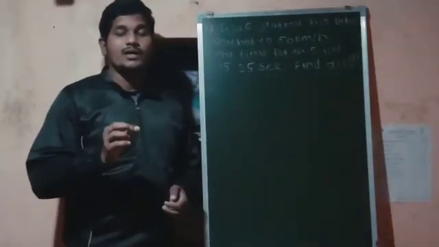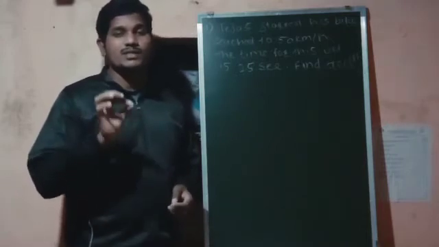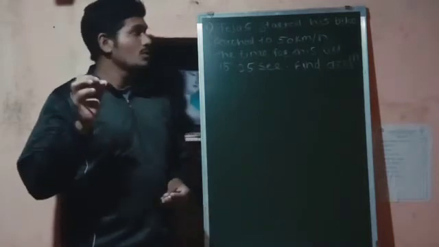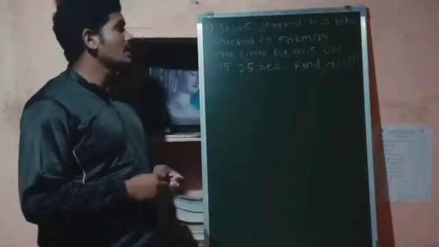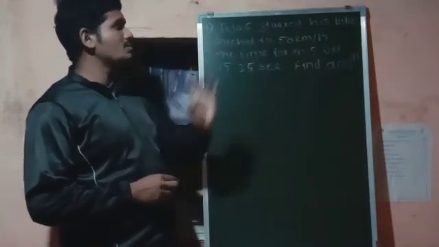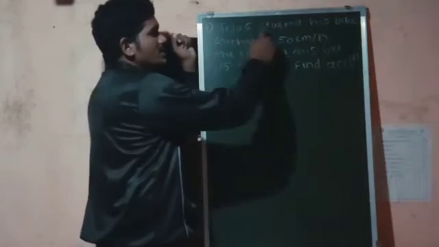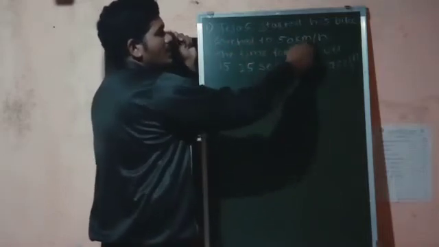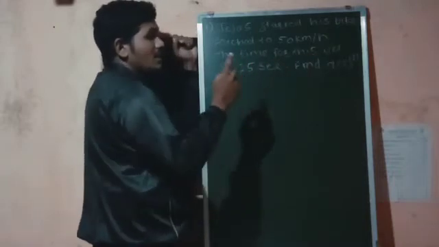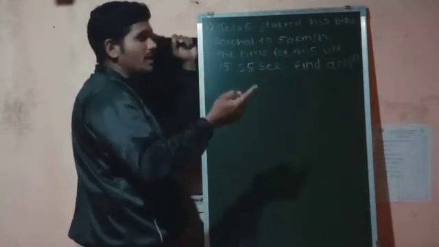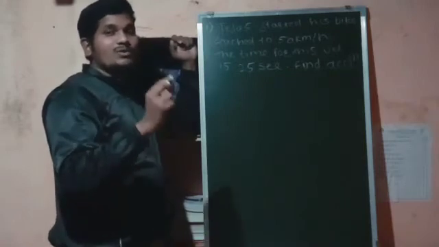Now students, we have derived the three equations. Now we have to see the problems based on those equations. I have written the first example here. First of all, I will read the example. Tejas started his bike and reached 50 km per hour. The time for this velocity, meaning from the initial velocity to the final velocity, is 25 seconds. Find the acceleration. So we have to find out the acceleration.